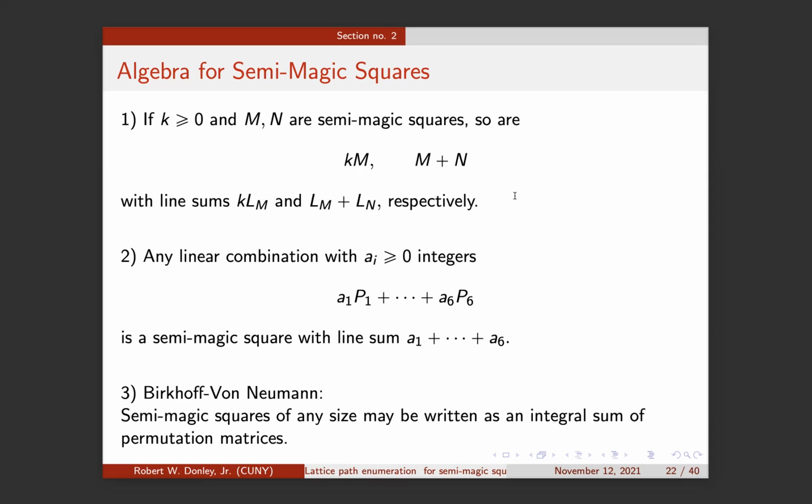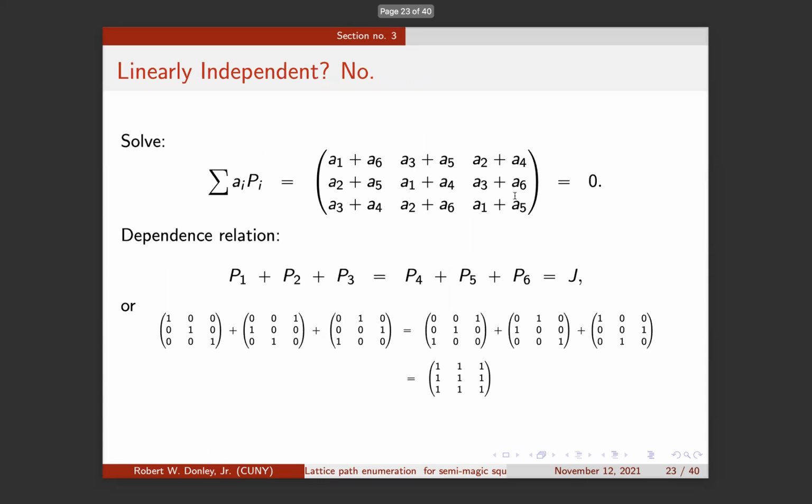And then it turns out from Birkhoff and von Neumann, going back to the 40s and 50s, I think, they show a bunch of things, but one of the consequences is that every semi-magic square for any size can be written as a sum of permutation matrices as noted. And so that means we have a spanning set given by the permutation matrices. One little drawback, and maybe it's hoping for too much, the permutation matrices won't be linearly independent.